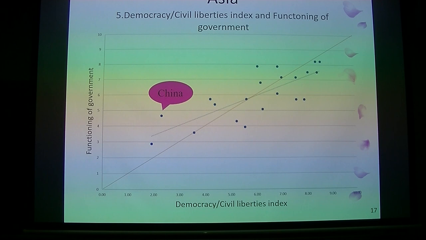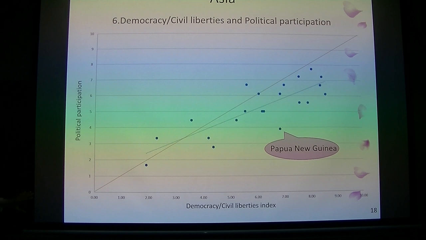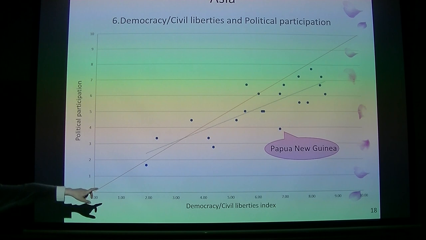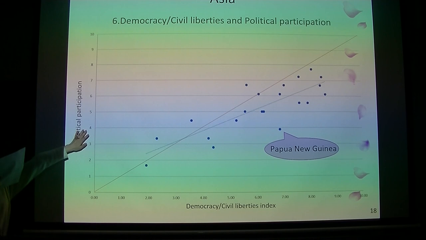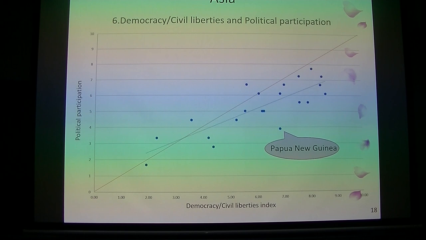So in Asia, the dots seem to be more spread, and more countries tend to have higher variables. But the democracy and civil liberties are more valued than political participation in this graph. So when I look at Papua New Guinea, despite a high democracy and civil liberties index, which is over 7, the political participation is very low, under four, and in 2008 it was just above 4, so it has been low for many years.